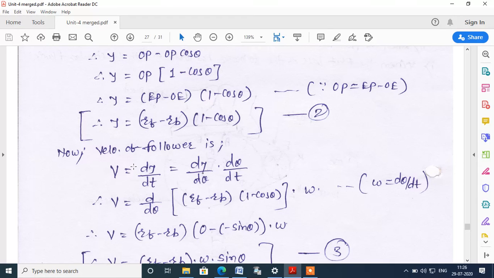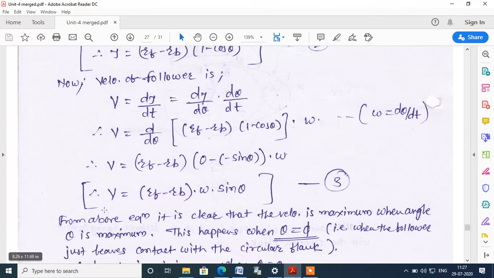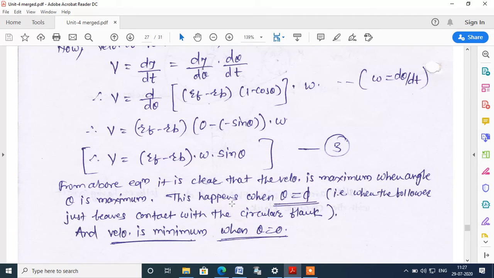Now we have to find the velocity. As per the usual procedure, velocity is the rate of change of displacement with respect to time t, so it is dy by dt. By the chain rule, dy by d theta into d theta by dt. So d by d theta of RF minus RB into 1 minus cos theta, into d theta by dt, that is omega. All of you know this. RF and RB are constants, so you can take them outside and take the derivative. The derivative of 1 is 0. The derivative of cos theta is minus sin theta, into omega. Minus minus becomes plus. So we get the velocity as RF minus RB into omega sin theta. This is the velocity equation.